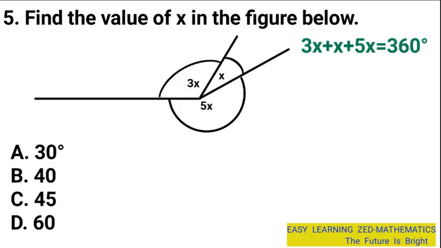So when you add that, 3x plus x will give us 4x. 4x plus 5x will give us 9x, which is equal to 360 degrees. Here, what you need to do is divide both sides by 9. Then 9 down and 9 on top will cancel each other, leaving us with x.